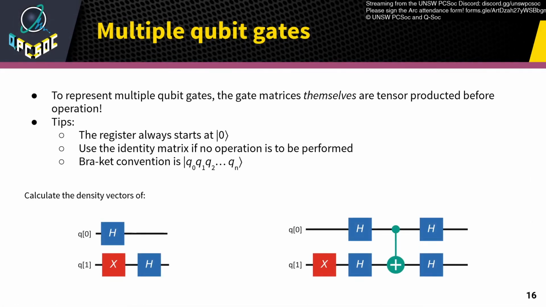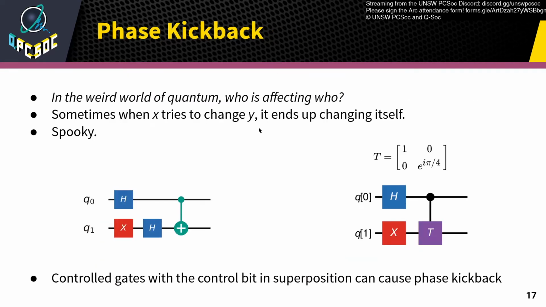Yeah, so at home you can do this more complicated circuit, which basically does the same thing, except you have a bigger C0 gate. It takes a long time, but you'll get there eventually. So the take-home message is that the register always starts at 0. Use the identity matrix if no operation is to be performed, and the bracket convention is Q0, Q1, Q2, all the way to Qn. Papa will talk a bit more about what these registers mean in terms of electrical engineering.